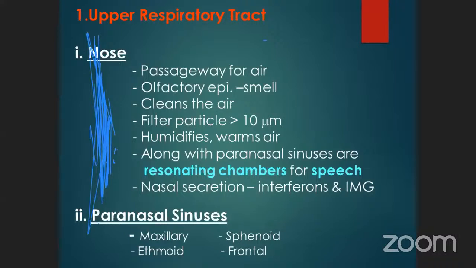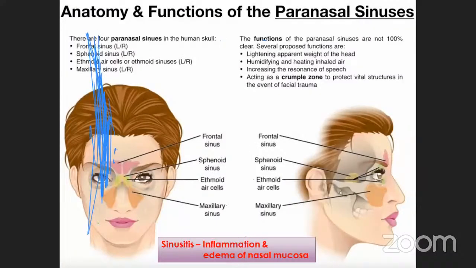Then paranasal sinuses. For that purpose, we directly discuss the diagram. We get a better understanding of these sinuses. These are the frontal sinuses, sphenoid sinuses, and the ethmoid air cells. And these are the maxillary sinuses.